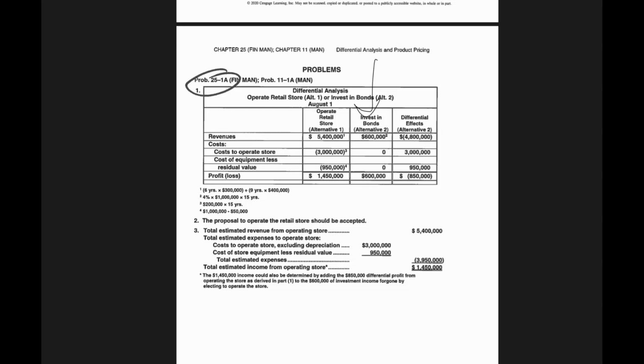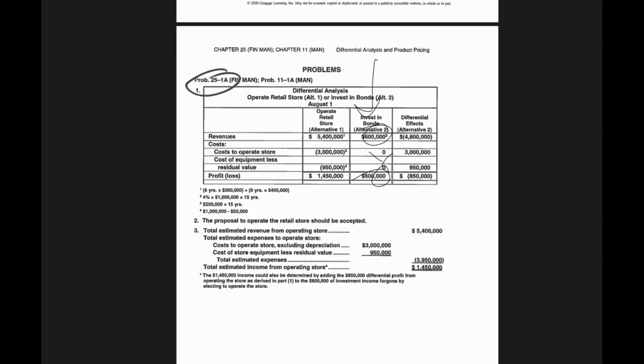So let's just look at the treasury bond here first. Easy. If we invest $1 million at 4% for 15 years, we're looking at 600 grand. No other costs, there you go.